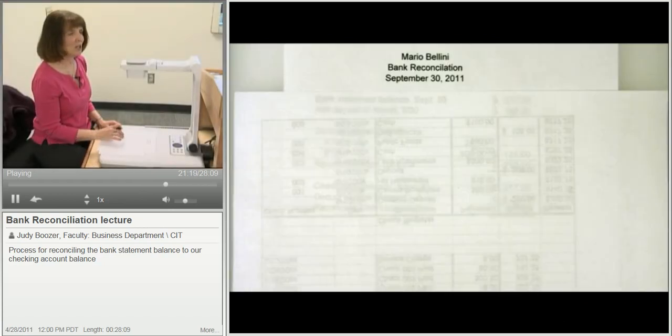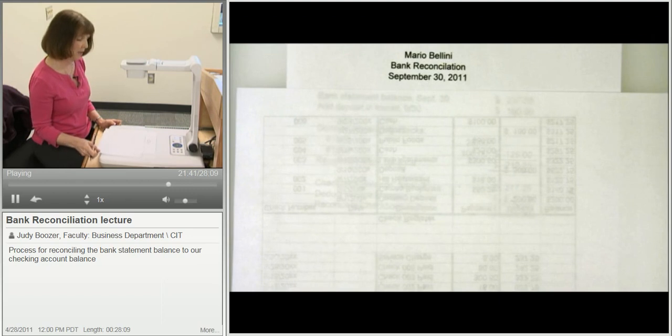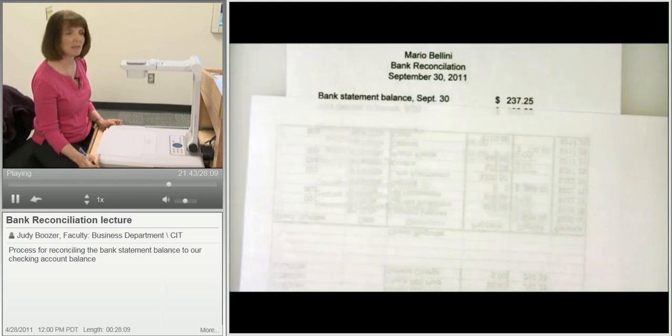Okay, so let's actually create a bank reconciliation from the form that we're looking at. First of all, look at the heading. It's the person or business name, followed by what it is, bank reconciliation, and then the date. Now, we're going to start with either one. It doesn't matter. So let's go ahead and start with bank statement balance.